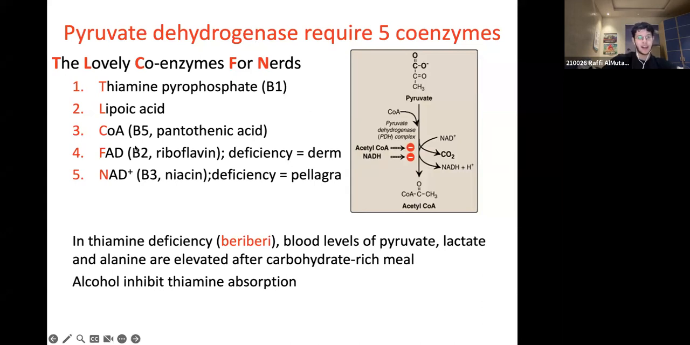If we have FAD deficiency, this is going to lead to dermatitis. And if we have NAD deficiency, this is going to lead to pellagra. Pellagra is remembered as the 4 Ds, which is dementia, diarrhea, death, and dermatitis.